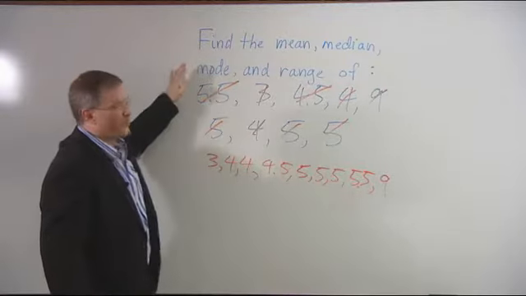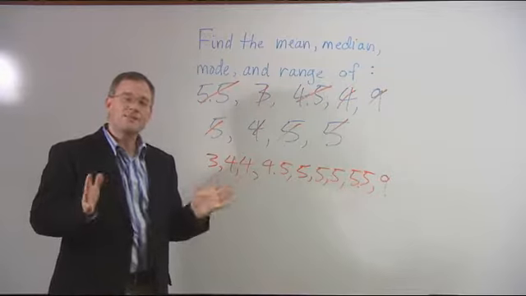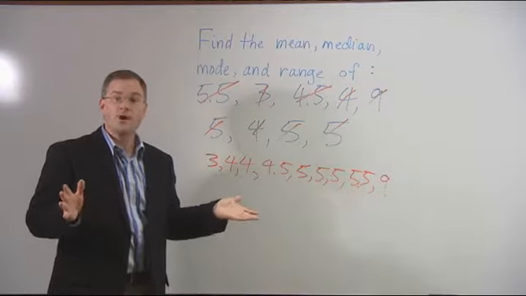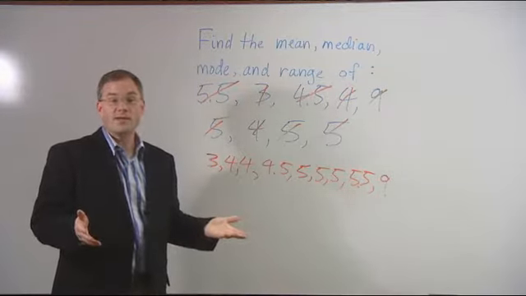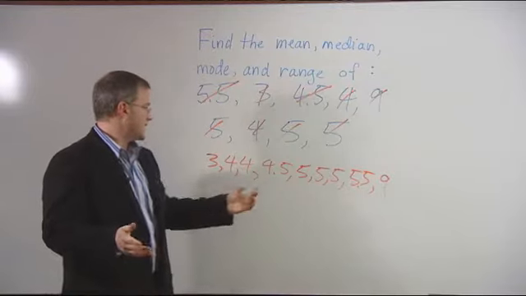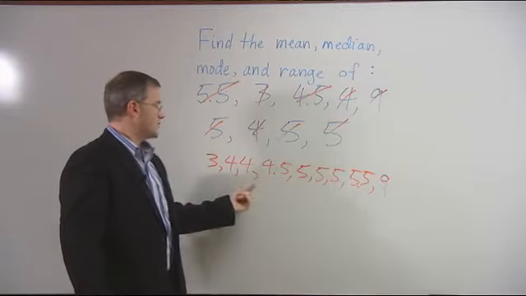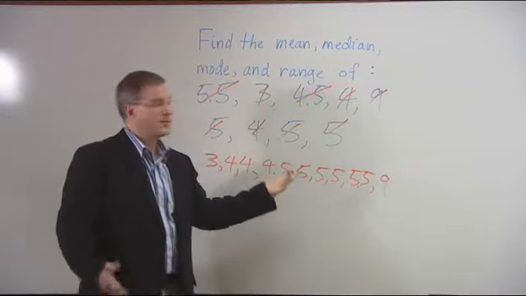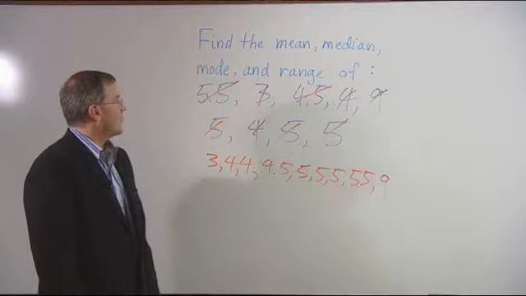Another easy one to compute that can tell us what's typical about the data set is the mode, the most frequently repeated number. And that, in this case, happens to be 5. 4 is repeated twice, but 5 is repeated 3 times. So we've taken care of the mode.